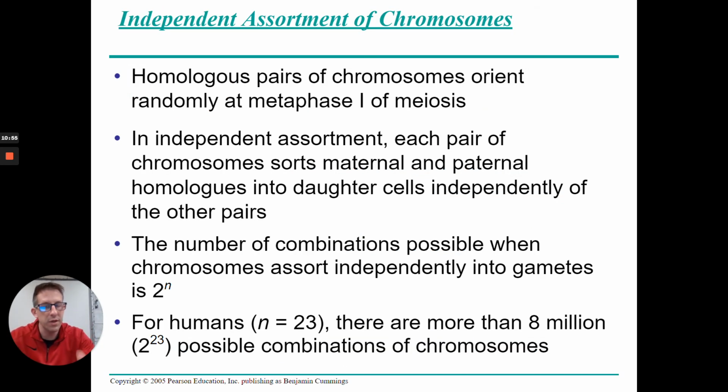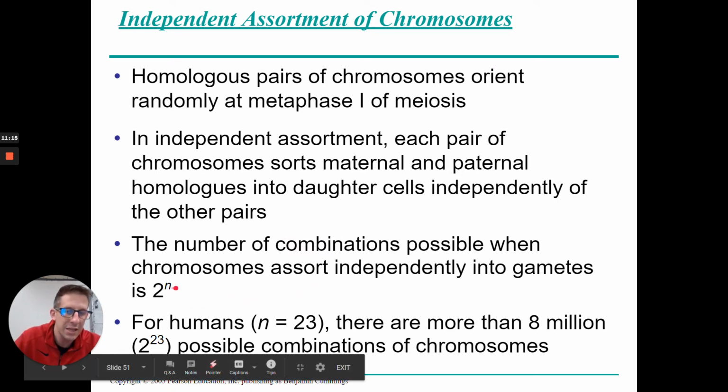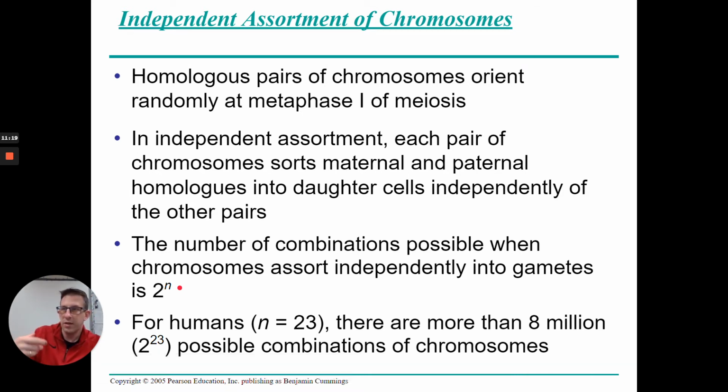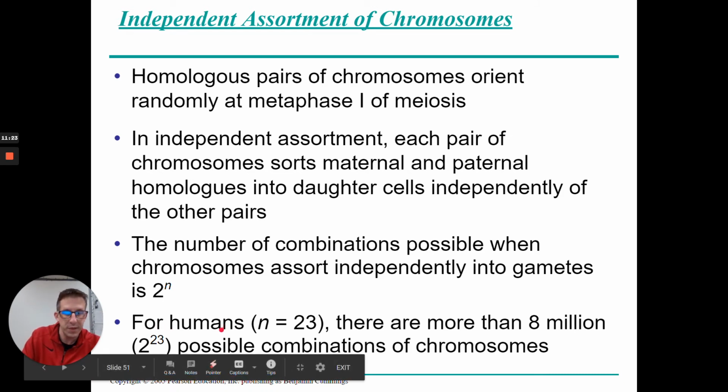Now, the reason I wanted to come back here is because that has implications on the different possible combinations or assortments of these chromosomes into the gametes based on how many chromosomes you have. So the number of combinations possible when chromosomes assort independently into gametes is 2 to the nth power. Okay? And so we think about, okay, what is n? N is the chromosome number, the haploid number. Okay, so for humans, n equals 23.